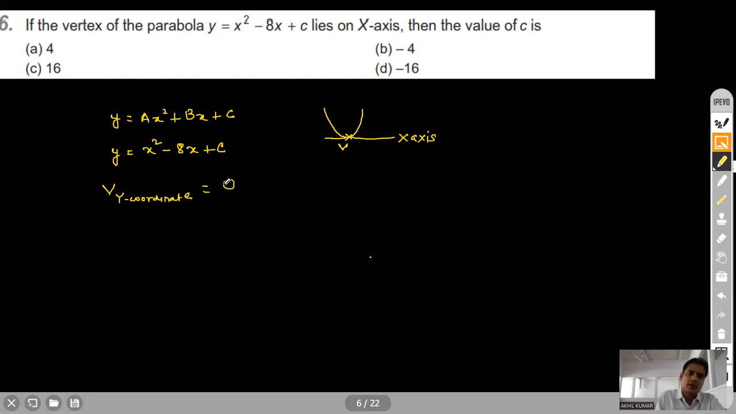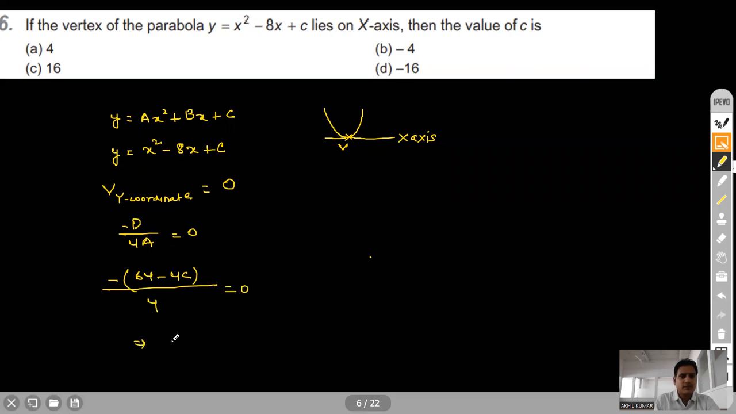Y coordinate of vertex will be equal to 0. So what is the y coordinate of vertex? It is minus D upon 4a. Minus D upon 4a is equal to 0. Now, what is the value of this D? This is b square minus 4ac. So b square means 64, minus 4 times a, which is 1, and c. So this will be minus of 64 minus 4c upon 4a is equal to 0.